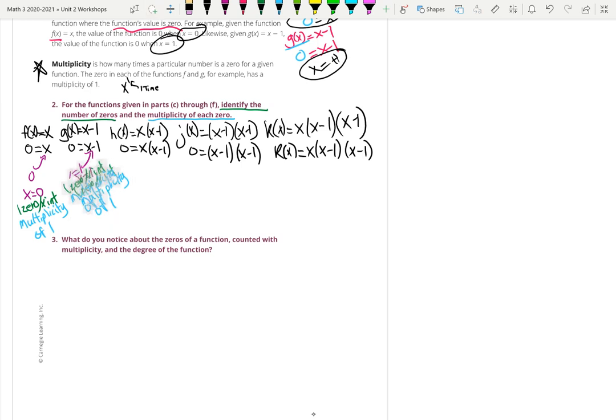Now, here in this next one, it's going to be a combination of both. Notice how many answers there are going to be. There are going to be 2 zeros, 1 from here, 1 from here. We know it's going to be x is 0 and x is 1. Each of these is going to have a multiplicity of 1.